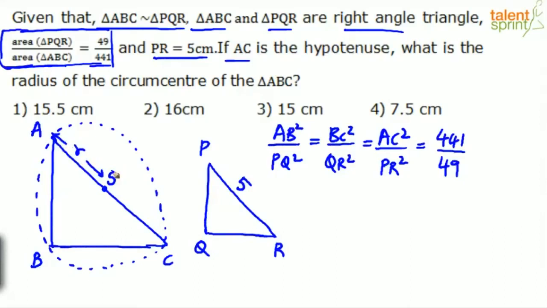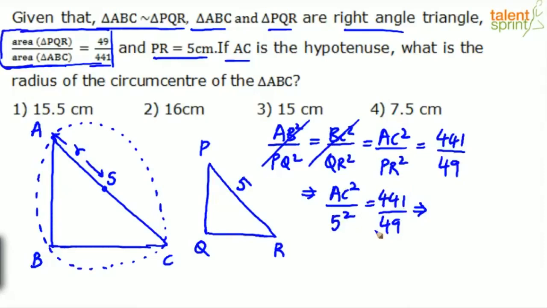All right. So we can neglect these two corresponding ratios now. Only focus on AC square by PR square. What is PR? PR is given as 5. So AC squared by 5 squared equals 441 by 49. So upon simplification, what do you do? Take square root on both the sides. AC by 5 equals 21 by 7. 21 by 7 is 3 here. So 3 into 5, 15. We can say that AC equals 15 centimeter.